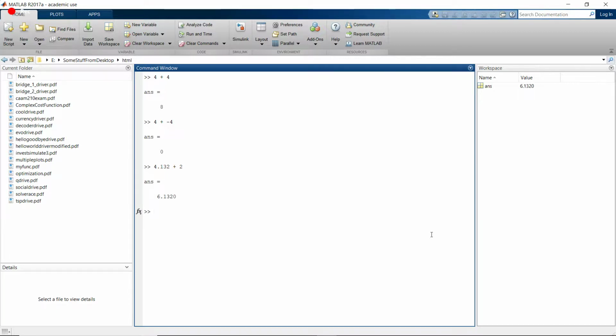And the same goes for subtraction, and like you would think, we use the minus operator. So we can again do 4 minus 4. We can subtract negative numbers if we want to, and again with decimals. So addition and subtraction are really easy.